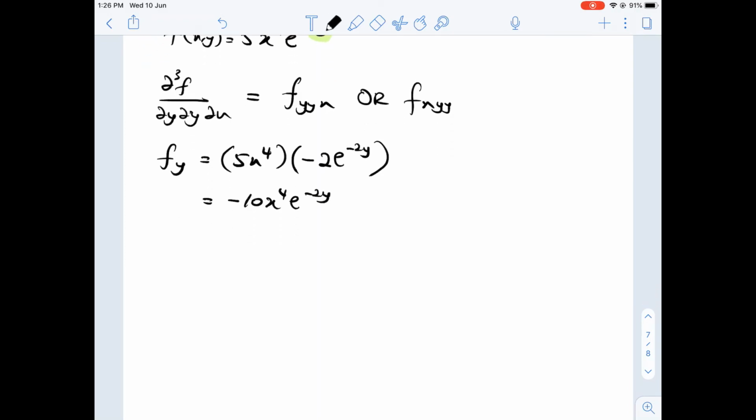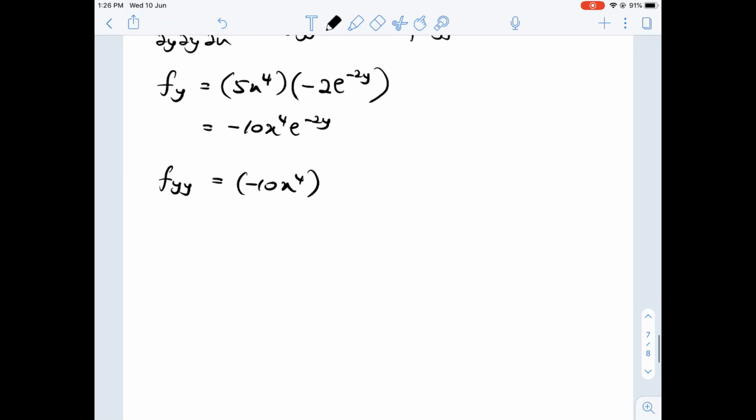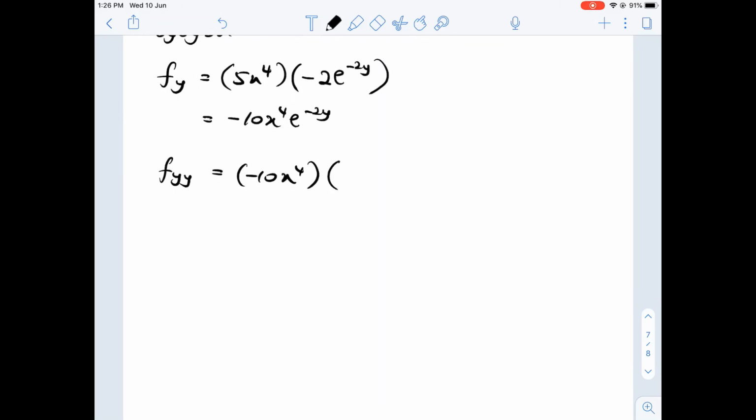Okay, next we differentiate again with respect to y, fyy. So now again y becomes the variable and x becomes the constant. So we just copy negative 10x to the power of 4 because it's just a constant. So we just differentiate exponent negative 2y. So it becomes negative 2 exponent negative 2y. Therefore, we have negative 10 times negative 2, we get 20 x to the power of 4 exponent negative 2y.